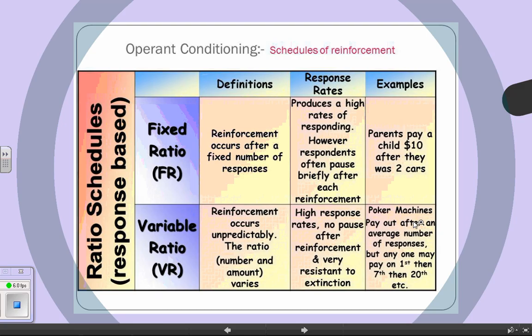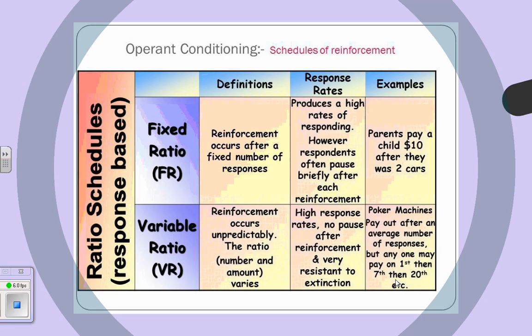Remember that. The best example I want you to remember for the variable ratio reinforcement schedule is the pokies. They don't pay after the first, second, third time. They don't know when they pay. They pay after an average number of responses, but it could be the first, the seventh, the 20th. We'll have an example later where somebody is paid on the 8th time he puts money in, and then the 5th time, and then the 40th time. Okay, on average, if you go 40 and 10 and 8, on average he's getting paid every 25, but he doesn't know.